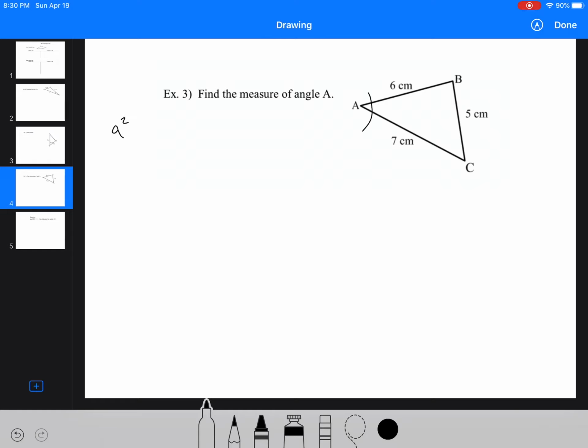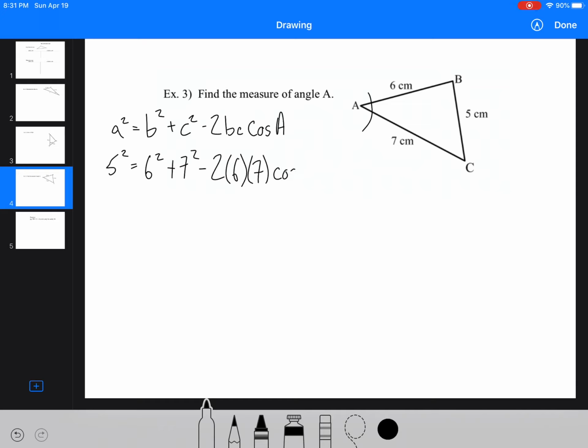Last one, find angle A. So this is that cosine law question that I said that you could use the rearranged formula. What I'm going to do is just use the regular formula and rearrange it. So we've got a squared equals b squared plus c squared minus 2bc cos a. Now we're trying to find a, so we know this is going to be 5 squared equals 6 squared plus 7 squared minus 2 times 6 times 7 cos a.